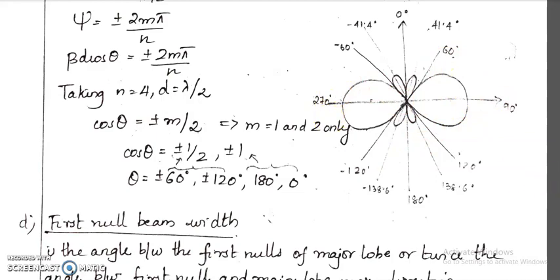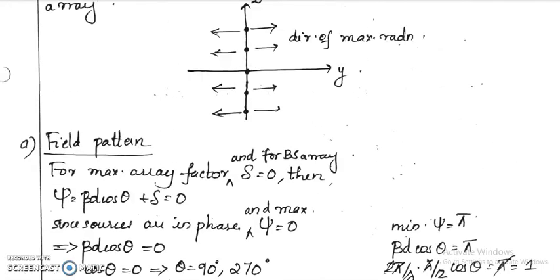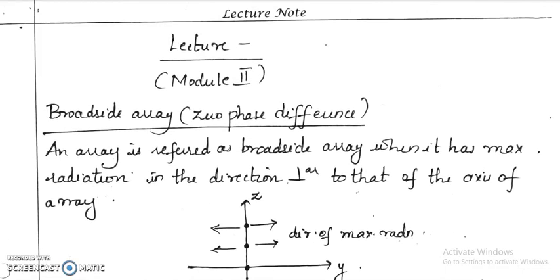The same figure we already studied in the case of same amplitude and same phase two-point sources. So we can say that here we consider n point sources and the phase difference of the current is 0. In that case we got the broadside array.